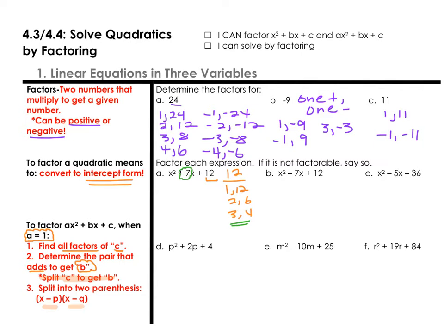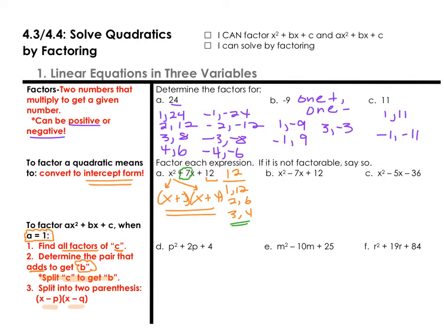Once you find that pair, we split our quadratic into its intercept form with 2 parentheses. We always take the x and split it apart in the first position, x and x. Since both 3 and 4 are positive, we separate that into positive 3 and positive 4. Again, what we've done is we've factored the quadratic function from standard form and converted it to intercept form. And that's all factoring is.